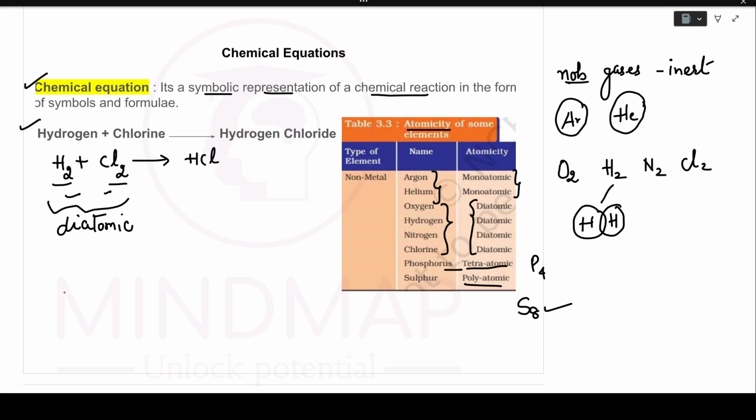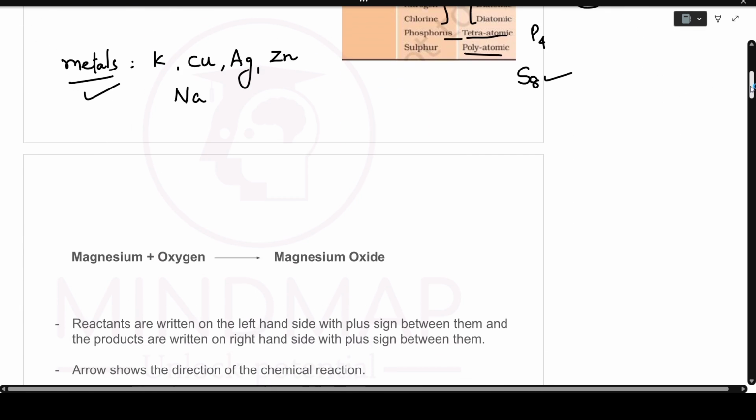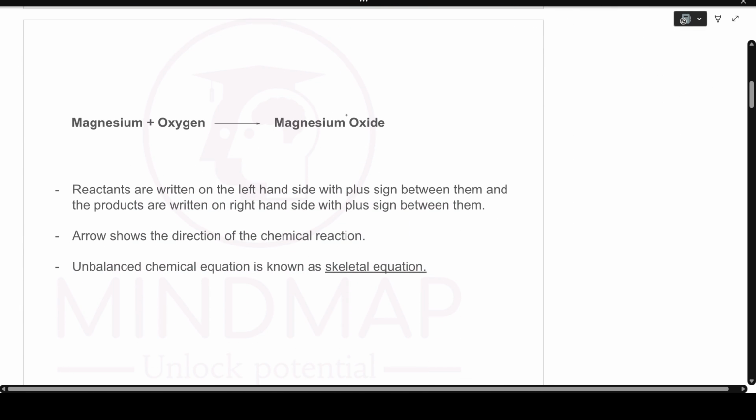Now if we talk about metals, mostly the metals are found in a free state. Like potassium, this is a free state, K. Then I will say copper, Cu. Silver, Ag, zinc, Zn. Correct? Sodium, Na. So, metals are monoatomic. Clear? Okay. Let's see one more example.